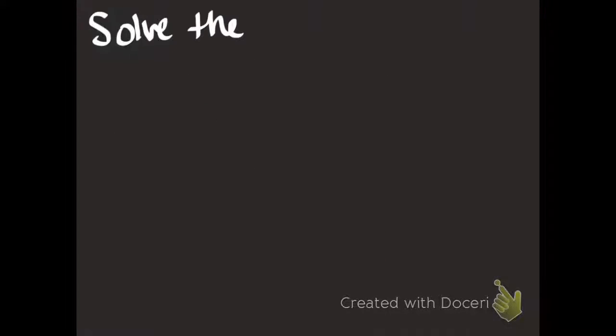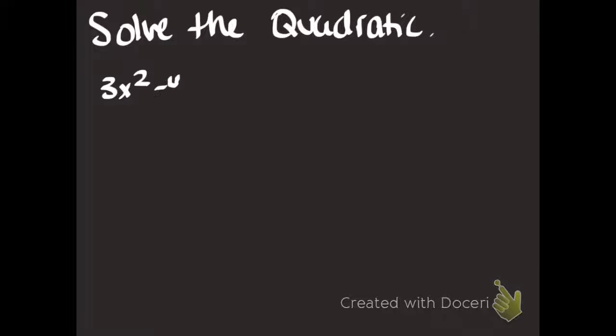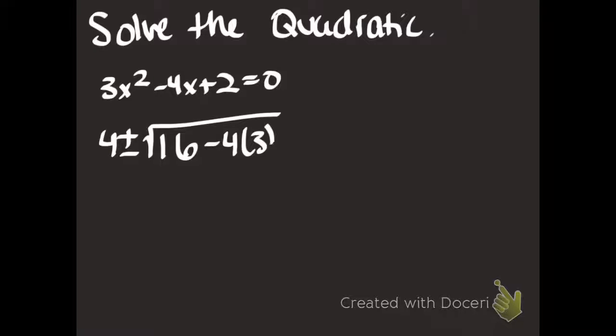The next topic is a bit tricky. It is solving a quadratic equation with complex solutions. The equation is 3x squared minus 4x plus 2. You must use the quadratic formula to solve this: negative b plus or minus the square root of b squared minus 4ac, over 2a.